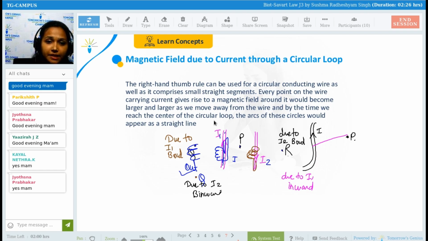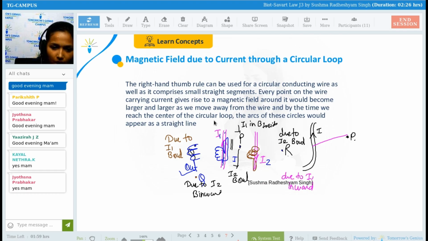Okay. Now consider point P. Point P is between I1 and I2. If I consider I1, its current produces a magnetic field directed inside at P. And due to I2, the magnetic field at P is directed outside.